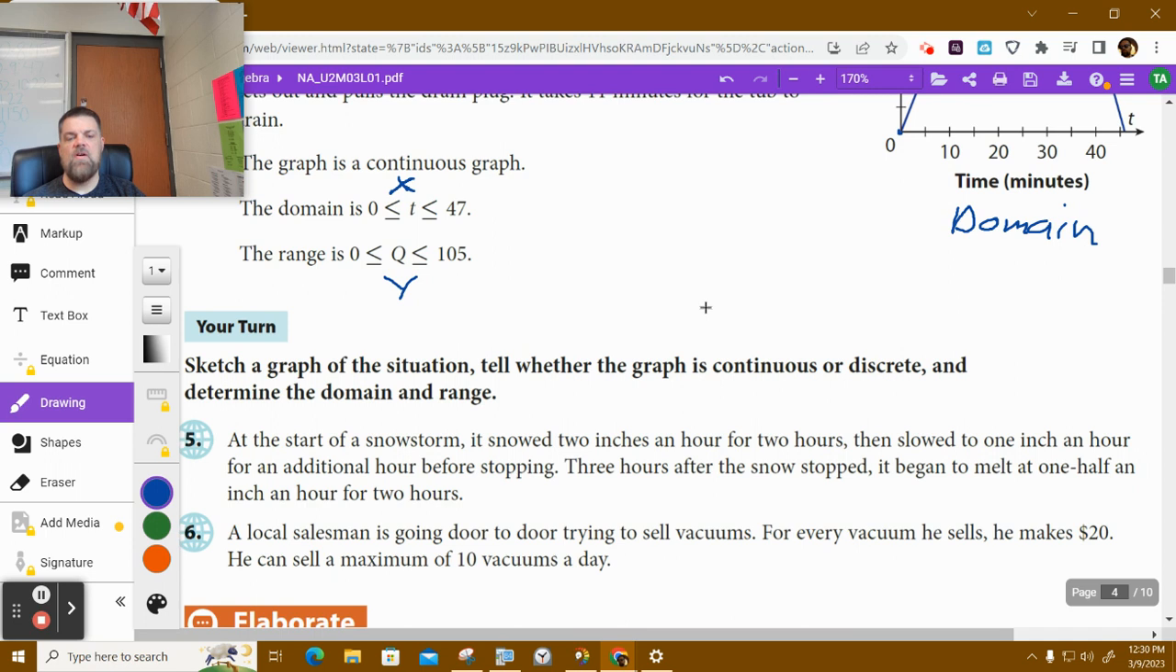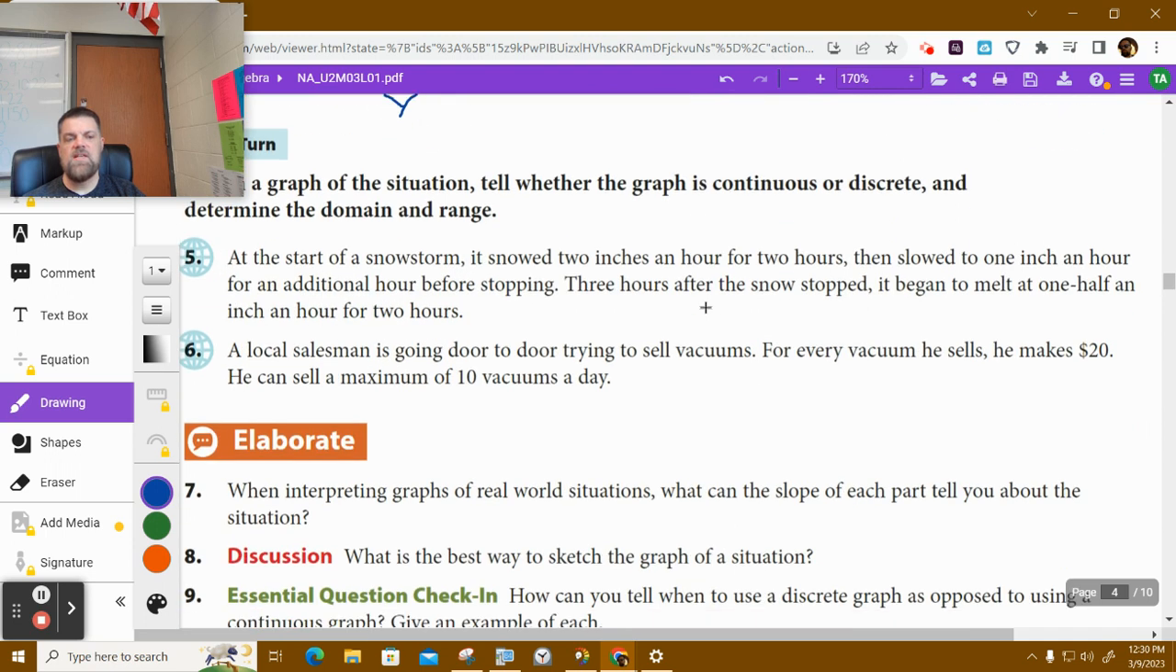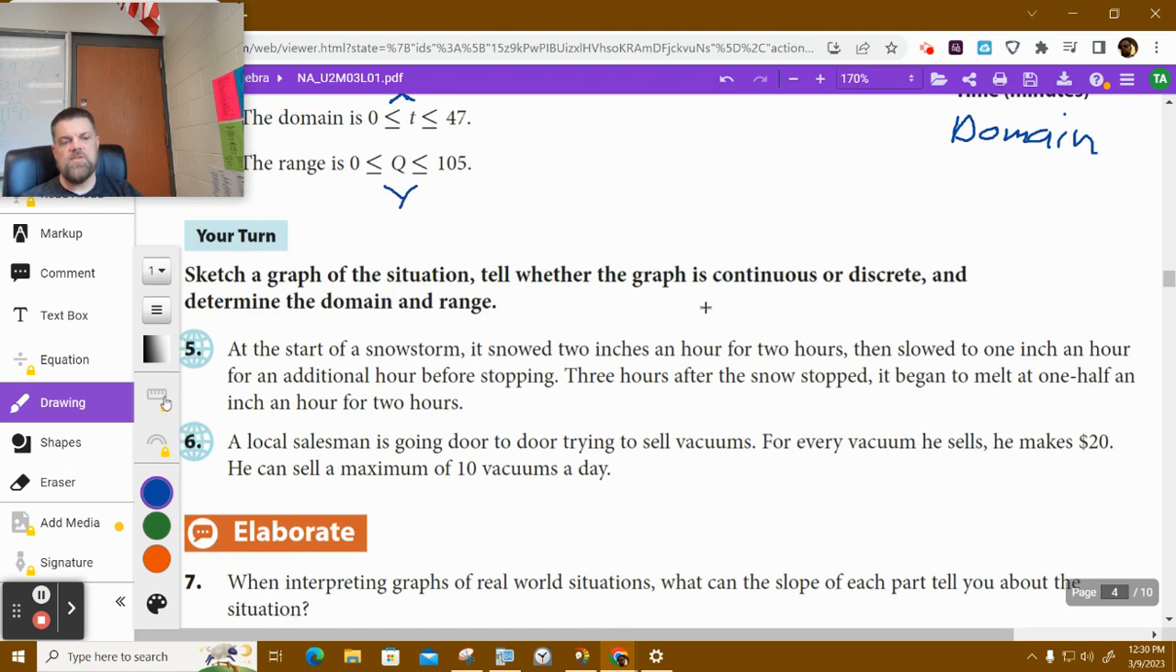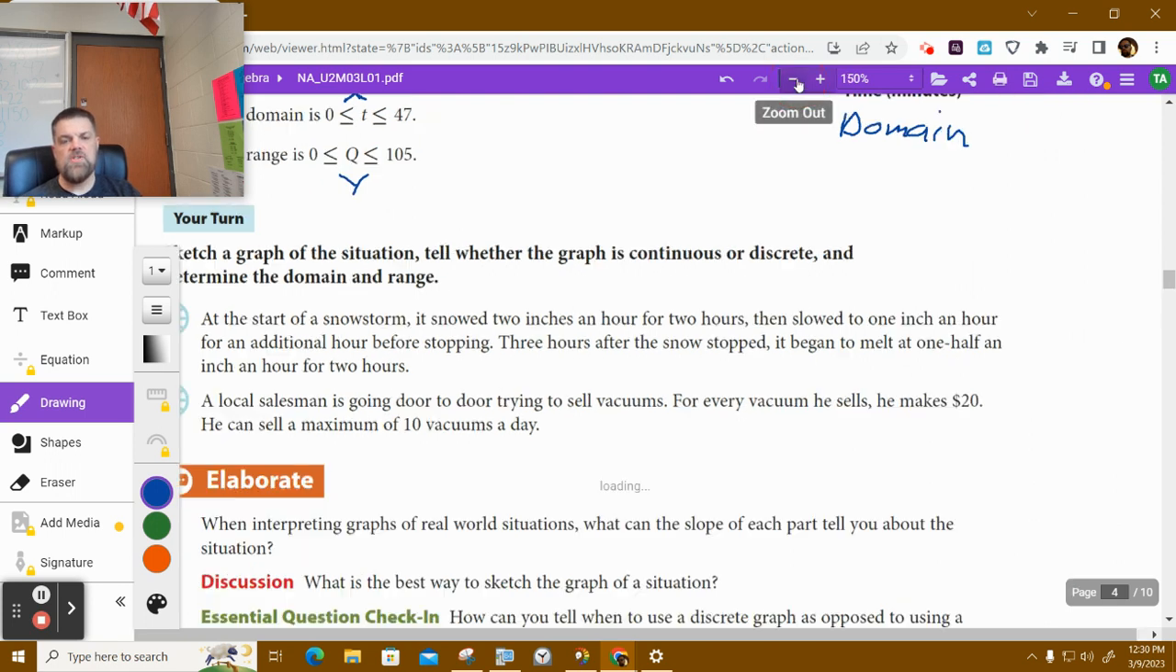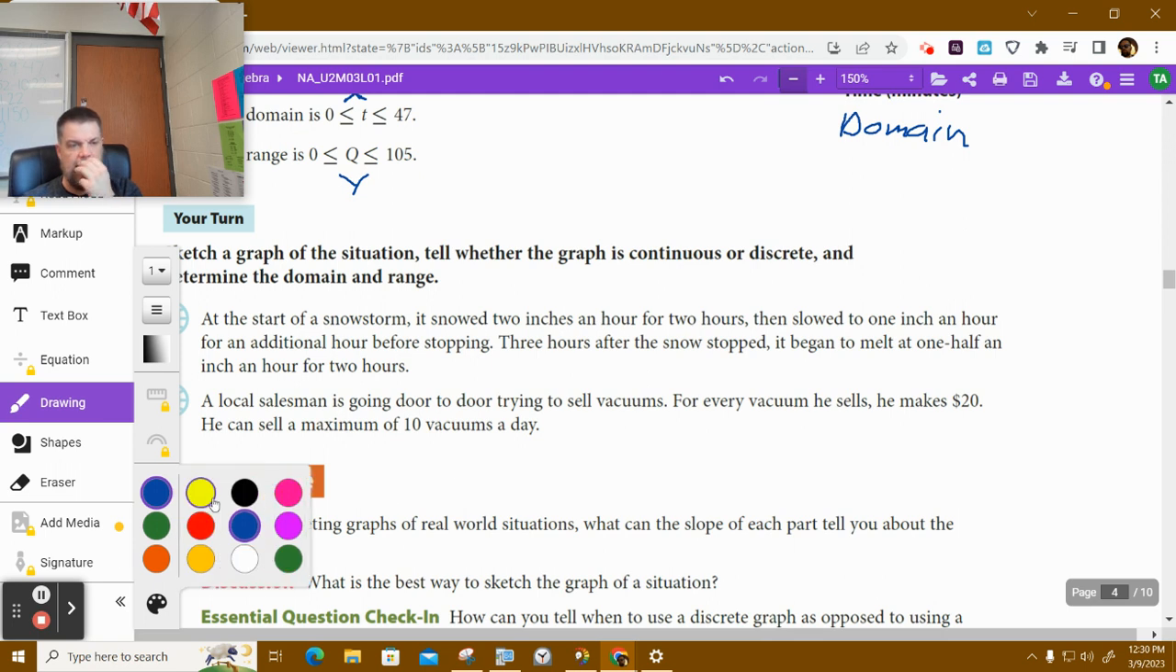So now I want you guys to do this. Answer these questions. So it says sketch the graph of a situation and tell whether the graph is continuous or discrete. Okay? And we're just going to do this off to the side a little bit. It says at the start of a snowstorm, it snows 2 inches an hour for 2 hours.